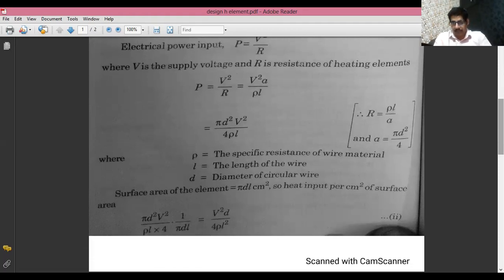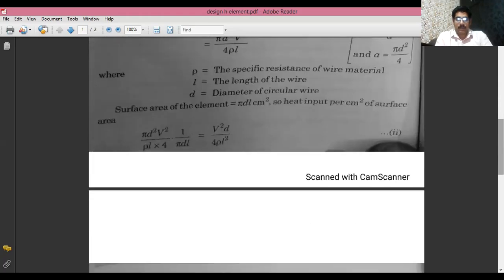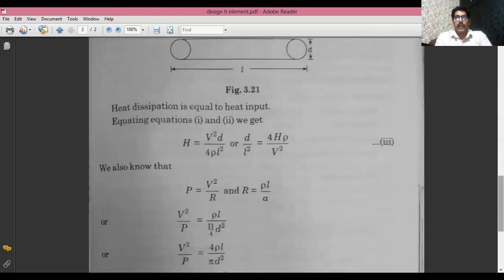Finally, equation number 2 becomes V square d upon 4 rho L square, where V is the voltage applied, d is the diameter of the circular wire, rho is the resistivity of the material from which you make this coil, and L is the length. Now, if you equate equation number 1 and equation number 2, you get equation number 3: H is equal to V square d upon 4 rho L square, or d by L square is equal to 4 H rho upon V square. This is your equation number 3.